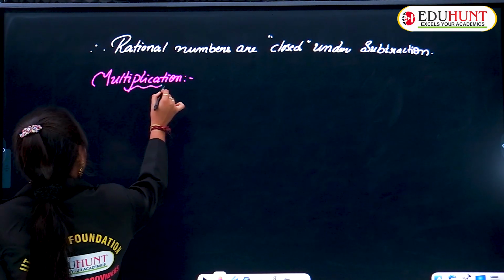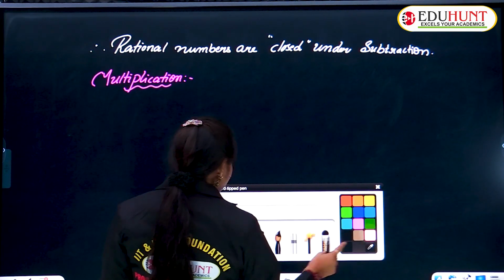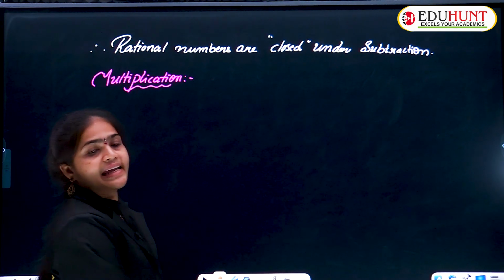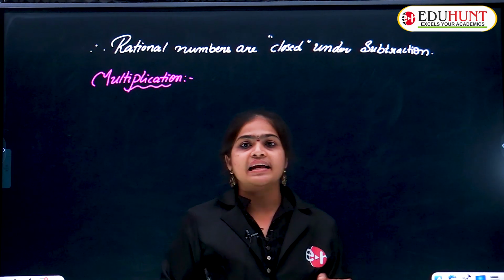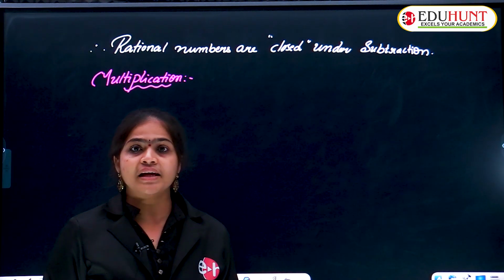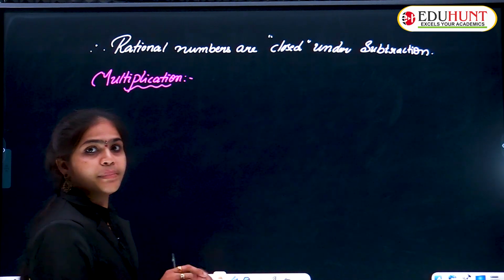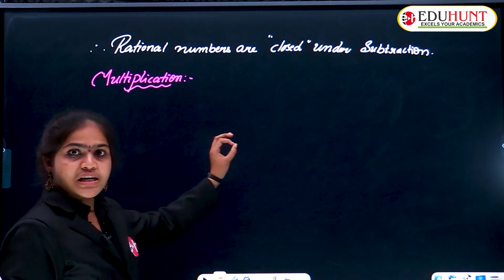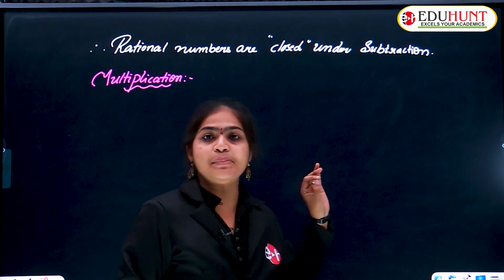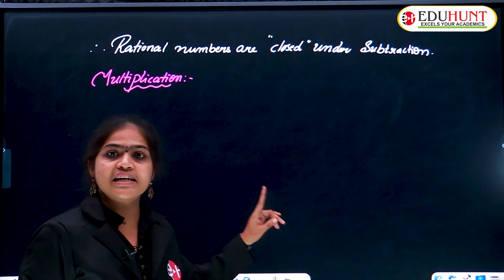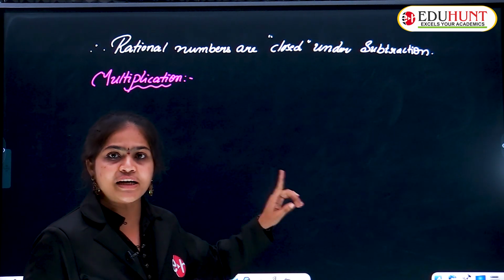What is that, ma? Multiplication. In that multiplication, again take that statement. Let a by b be a rational number, c by d be a rational number. Now a by b into c by d is also a rational number. Then only rational numbers are closed under multiplication. Otherwise, the rational numbers are not closed under multiplication.